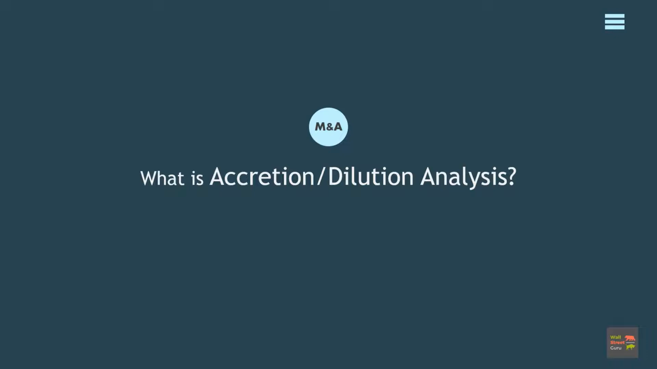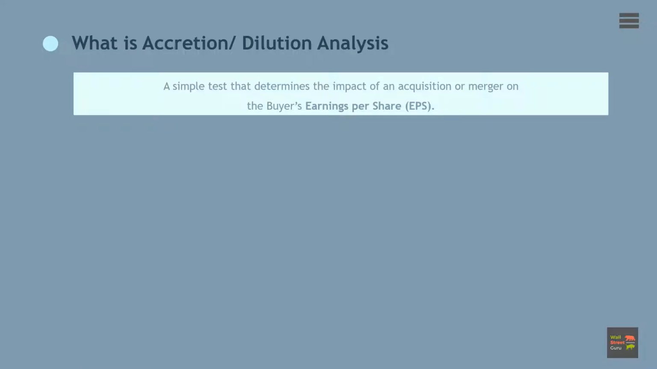What is M&A accretion dilution analysis? Accretion and dilution analysis refer to a simple test that determines the impact of an acquisition or merger on the buying firm's earnings per share.